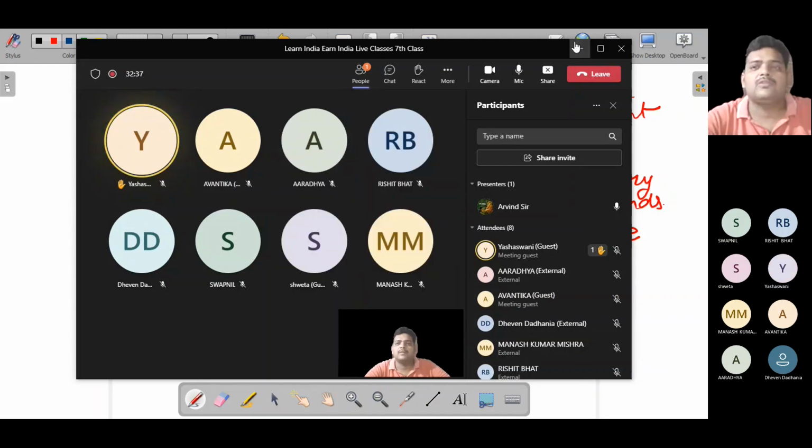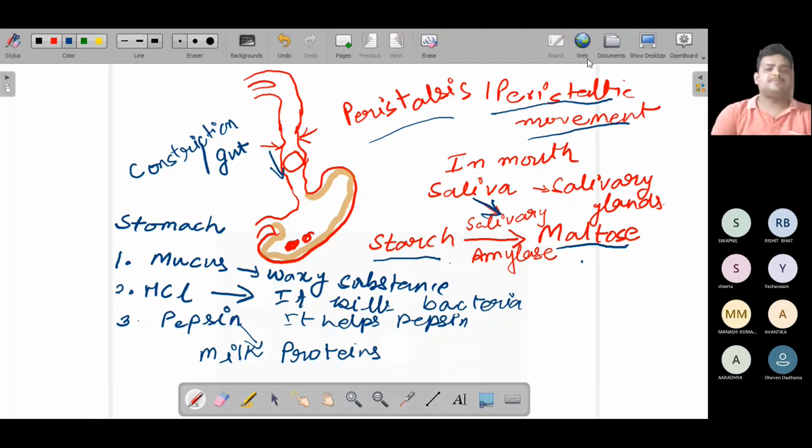Okay, so now we move further. After this, the food goes into the small intestine. From the stomach, the small intestine starts. And why do we call it the small intestine? Because... just wait.